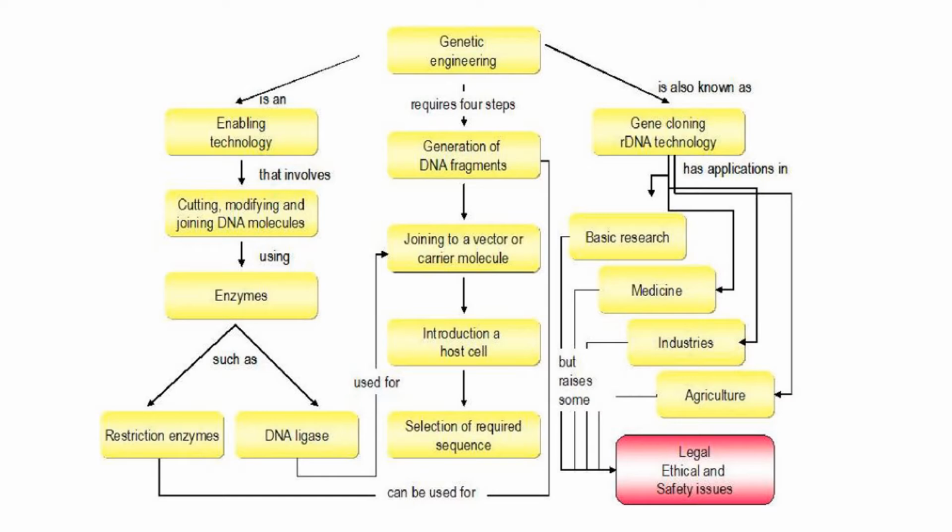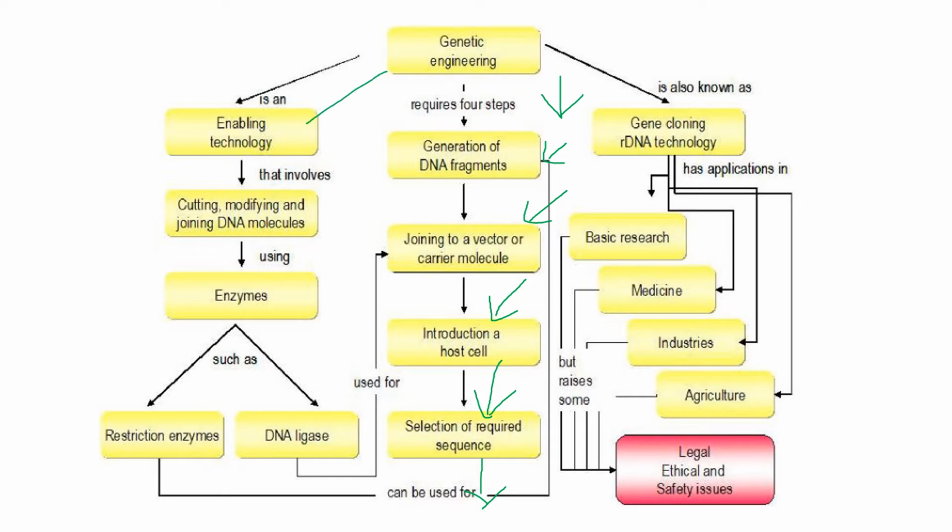So in this diagram, the genetic engineering concept is explained. Genetic engineering requires 4 steps. First, the generation of DNA fragments, and joining those fragments with the vector or carrier molecule. This vector is then introduced into host cells, and once the host cell takes up the gene, we select the host cells which got transformed with the gene of interest, and then we further grow these cells so that they will express that particular trait.